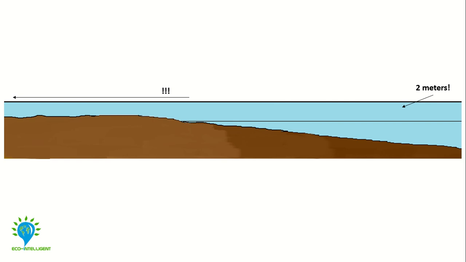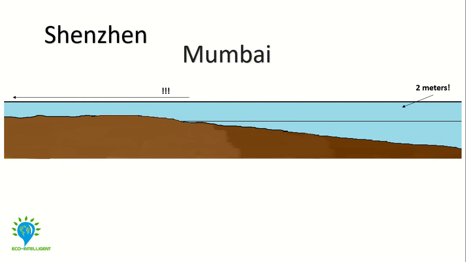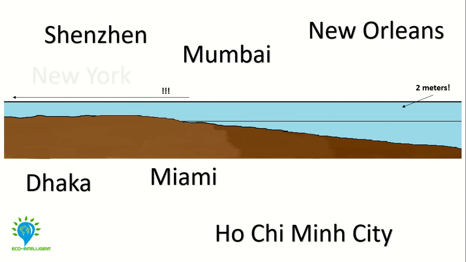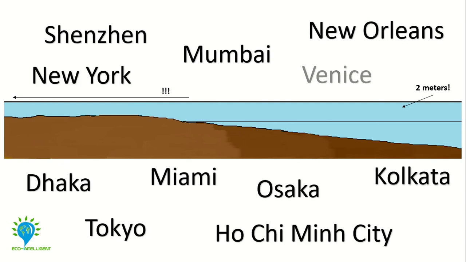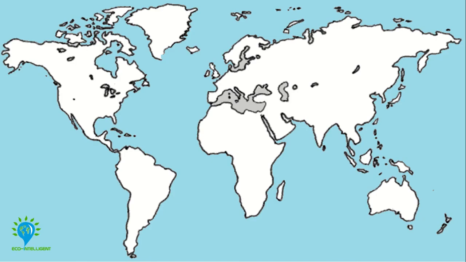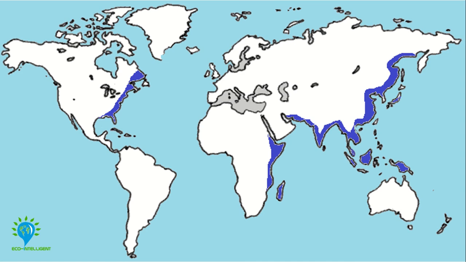If this were to happen, then many island states and many coastal cities around the world are going to be completely submerged. Some of these cities have populations of more than 5 million people. Can you imagine the loss of life and property? Sea level rise is not going to be uniform around the world. Some places are going to be more affected than others.